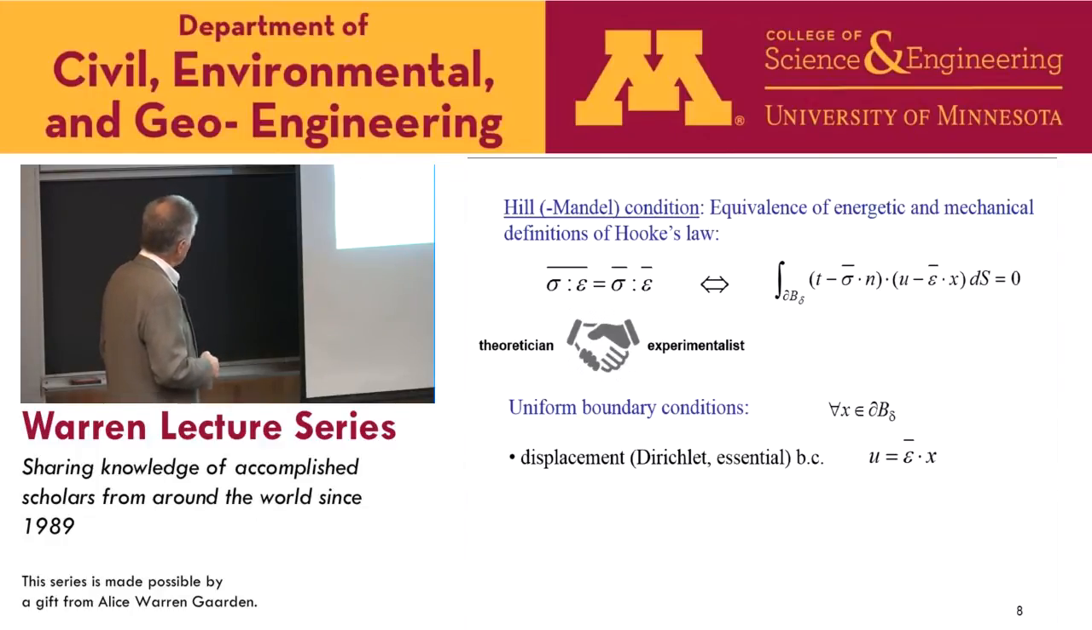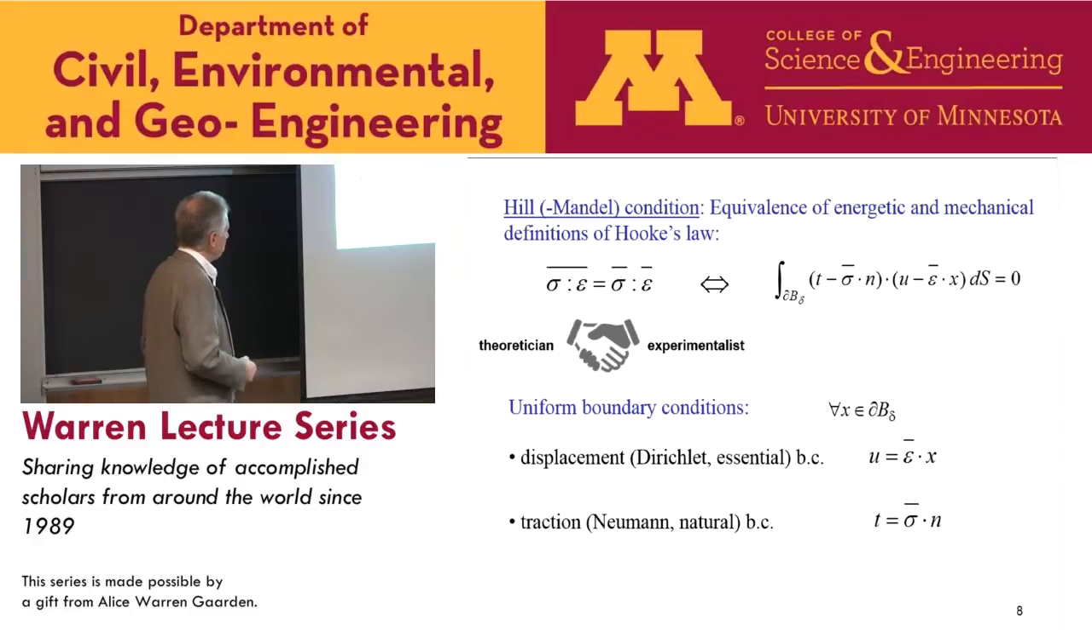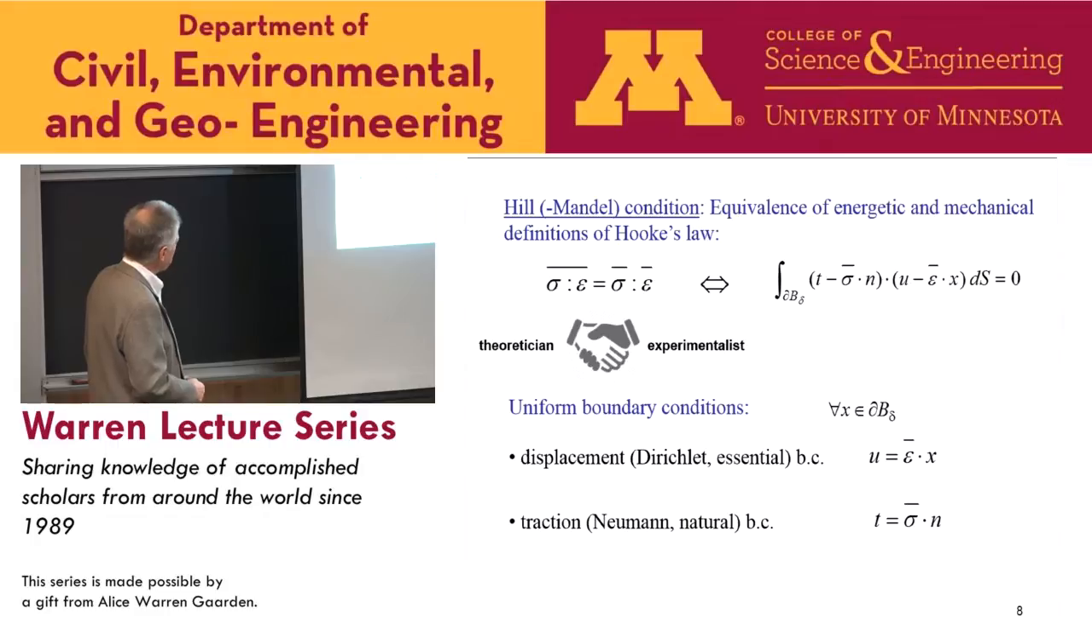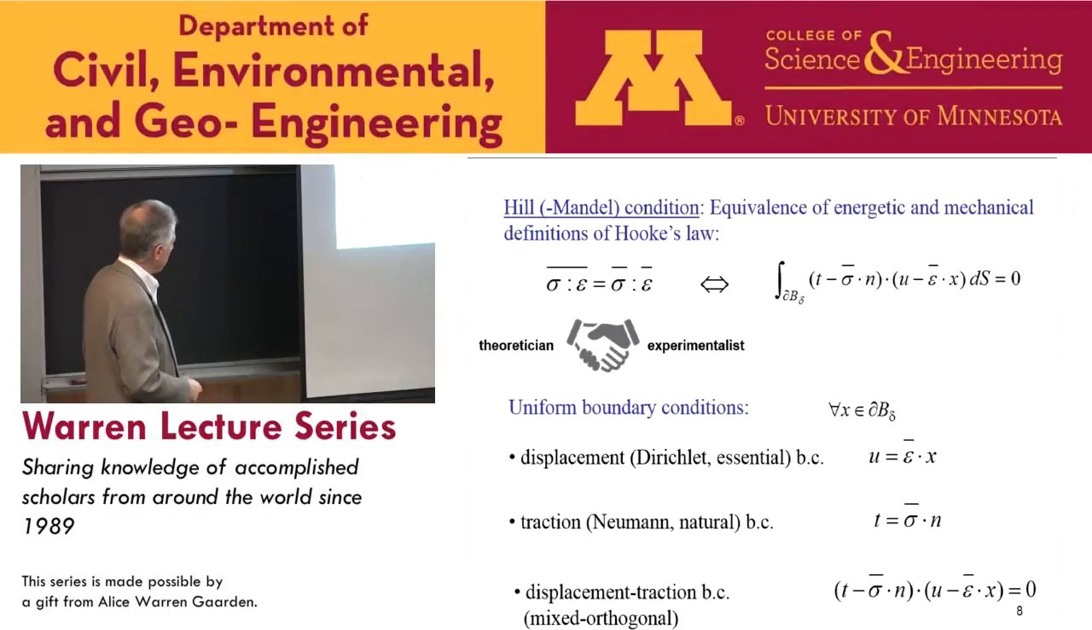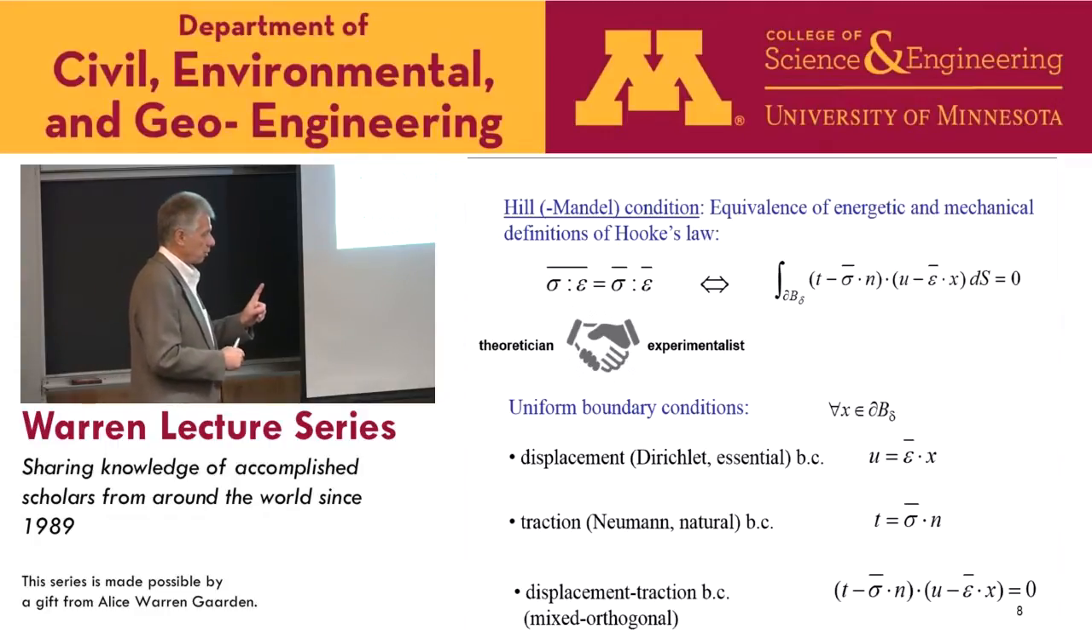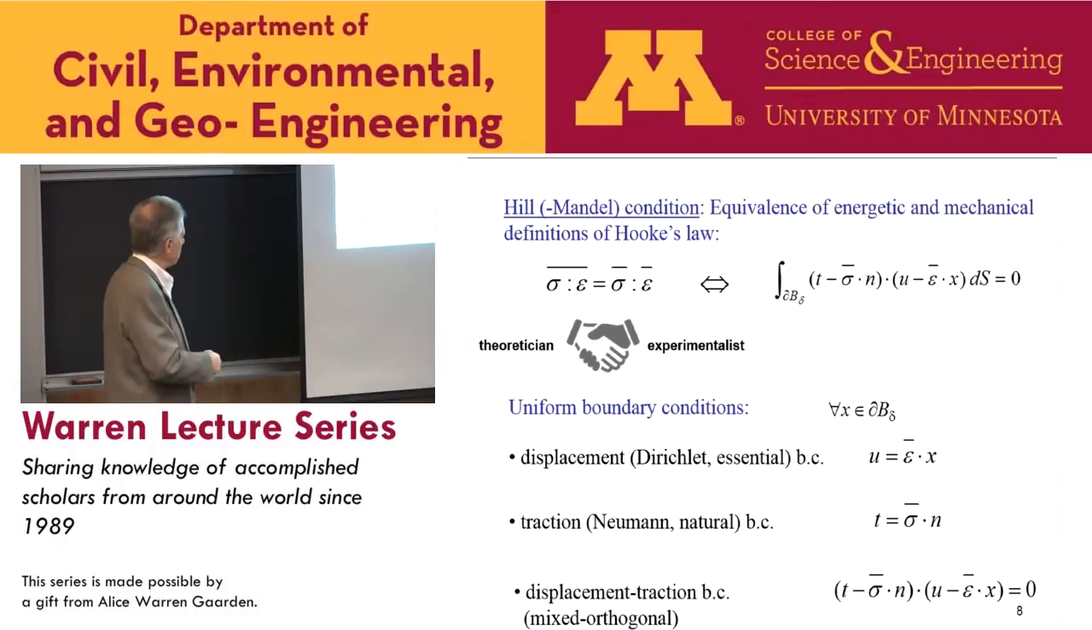And the second one, clearly I can make this 0 if I make this piece of the integrand 0. So traction on the boundary is given as some sigma average, prescribed mean stress, dot with n, so Cauchy concept. And there's a third possibility, so-called mixed orthogonal boundary condition, where 1 degree of freedom is traction, another degree of freedom is displacement. And this is less interesting right now, but perhaps we can talk about it later. But these two are very interesting because they provide bounds.